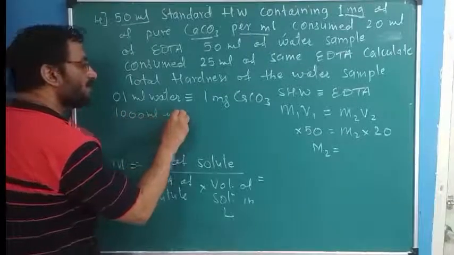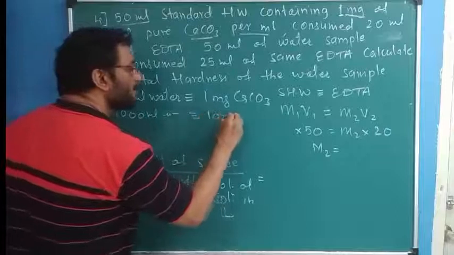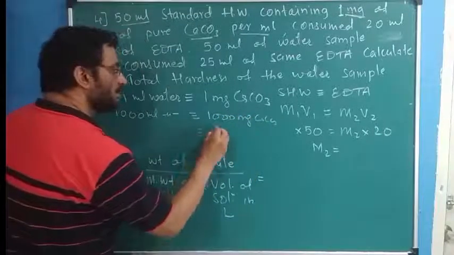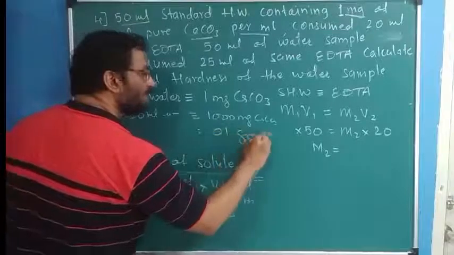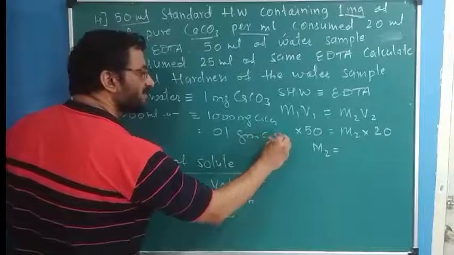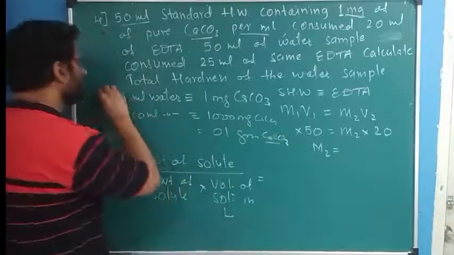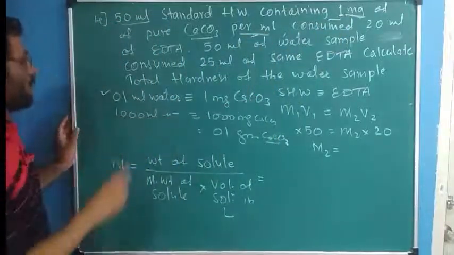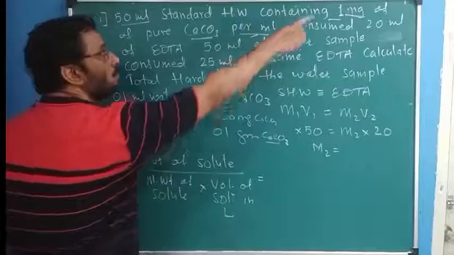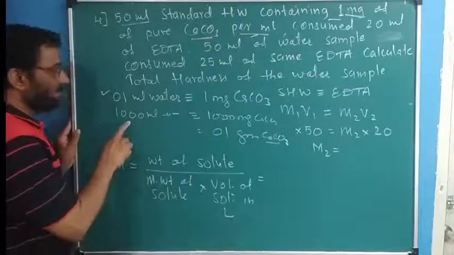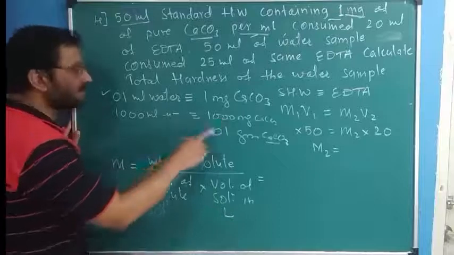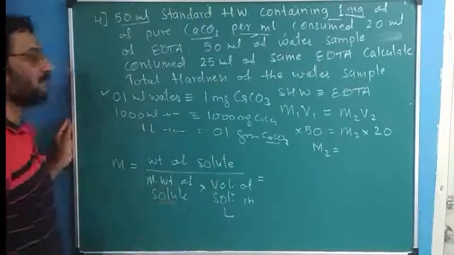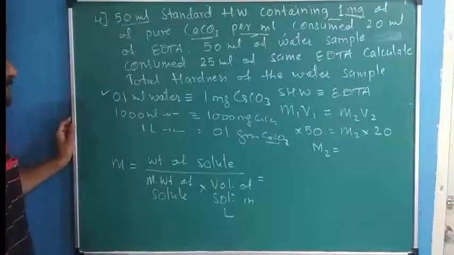In 1000 ml water it will be 1000 milligram CaCO3, or it is 1 gram CaCO3. From this wording, we can make this observation. 1 ml water containing 1 milligram CaCO3 means 1000 ml will contain 1000 milligrams, means 1 liter solution contains 1 gram CaCO3. Fine.